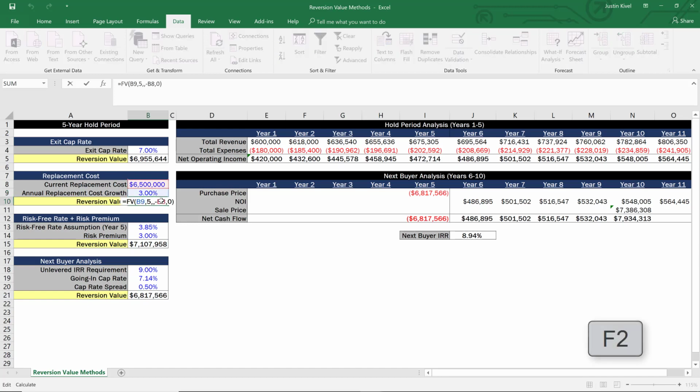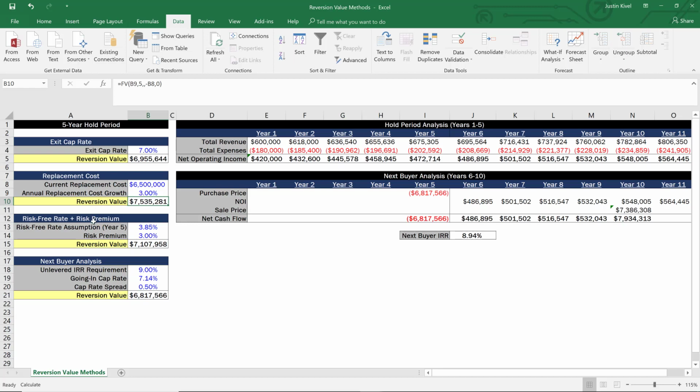So if I hit F2, what you'll see if we go up to the formula bar is I use the future value formula to determine what 6.5 million is grown at 3% for 5 years. So I'm taking the rate, which is that annual replacement cost growth, 5 years. I'm not using a payment because I'm not paying anything into this. Our present value is negative B8, which is that current replacement cost. And then the type is 0. So if I hit enter, I have my projected reversion value based on replacement cost. Again, investors aren't going to use this alone, but they can use this somewhat as some sort of a benchmark.